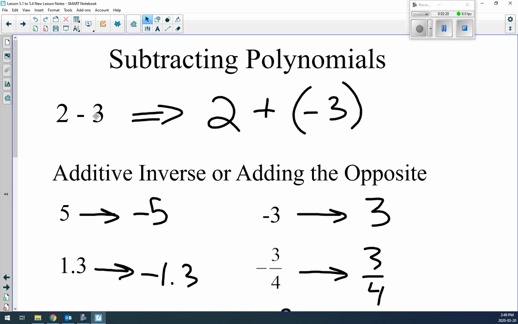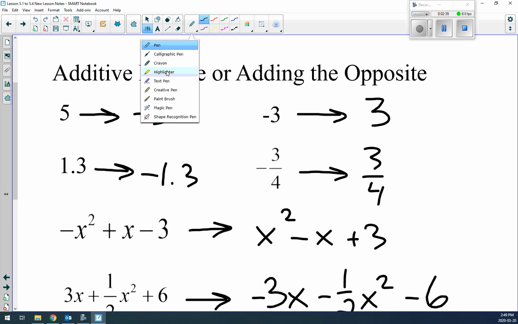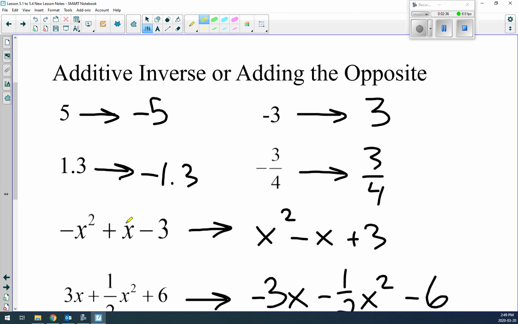So 2 minus 3, right, you got to remember, is the same as 2 plus negative 3. You add the opposite. So 5, the opposite of 5 is negative 5. The opposite of negative 3 is positive 3. The opposite of 1.3 is negative 1.3. Right? The opposite of negative 3/4 is 3/4. Okay. The opposite of negative x squared plus x minus 3 is x squared minus x plus 3. Right? So what we did is that negative becomes a positive, that positive becomes a negative, that negative becomes a positive.